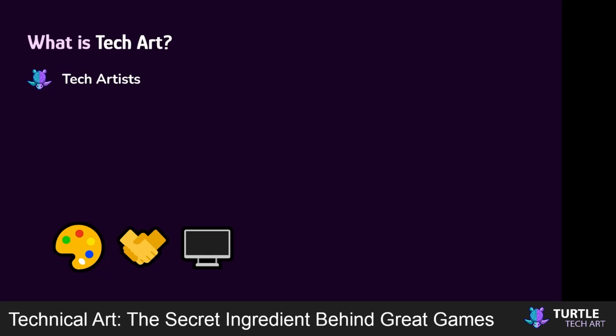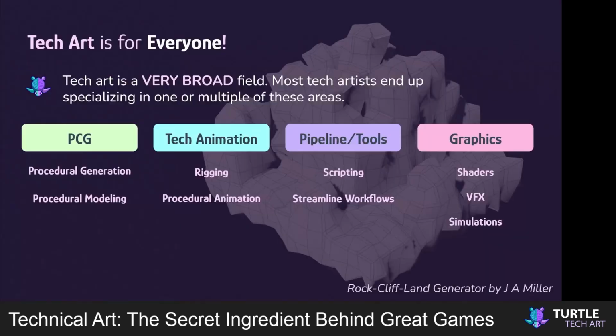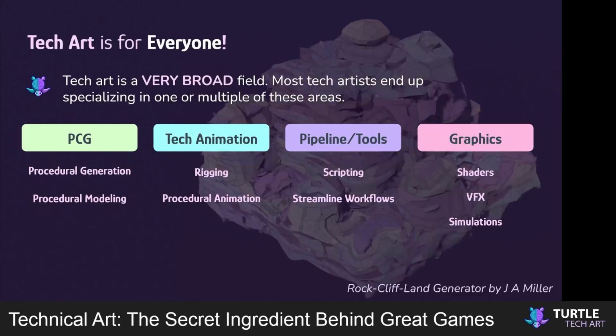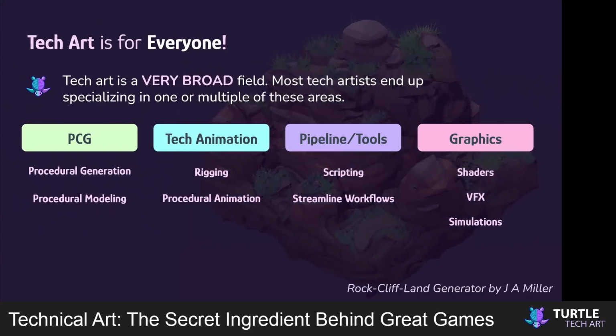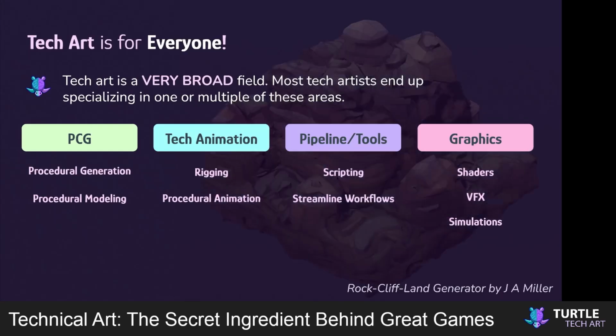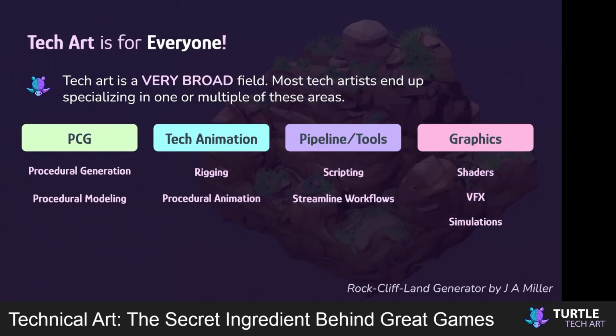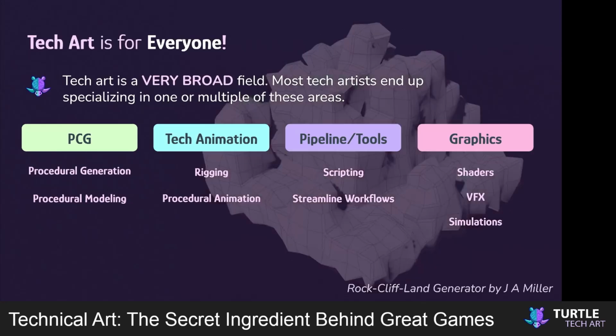So what is tech art, or technical art? In the games industry, tech artists essentially bridge the gap between art and programming. And they push beyond the boundaries of what art is capable of with technology. And tech art is for everyone, right? It can be a very broad field. In the examples we saw earlier, there was some procedural content generation, which can include procedural generation, procedural modeling. But then there's also 3 other areas, like technical animation, which consists of rigging 3D models so that they can be animated, or even procedural animation.